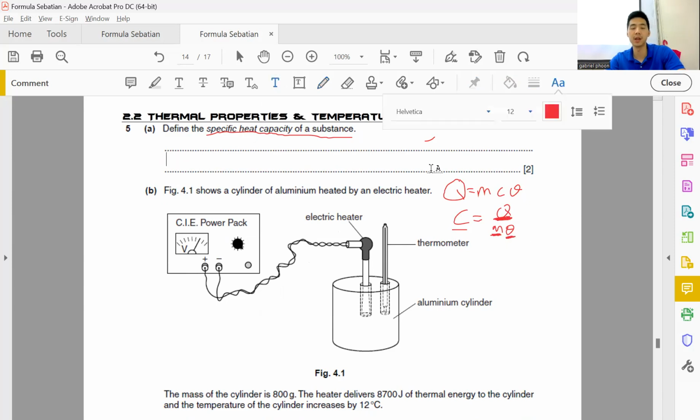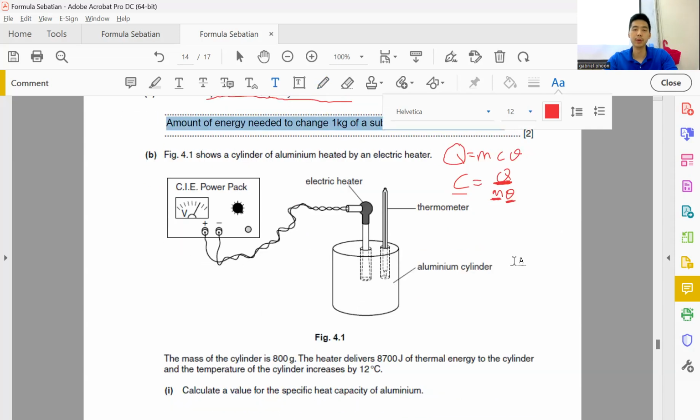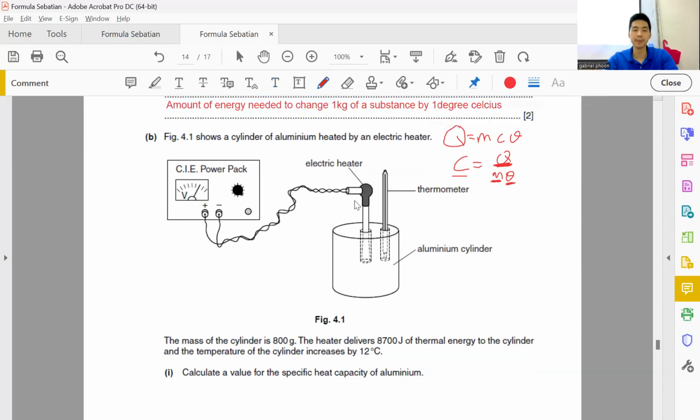Okay, so this is exactly how I would say it out. Amount of energy needed to change 1 kg of a substance by 1 degree Celsius. Very standard question, very standard answer. You must know how to do this. Yeah, I can refer to the notes, I have the statement there already.